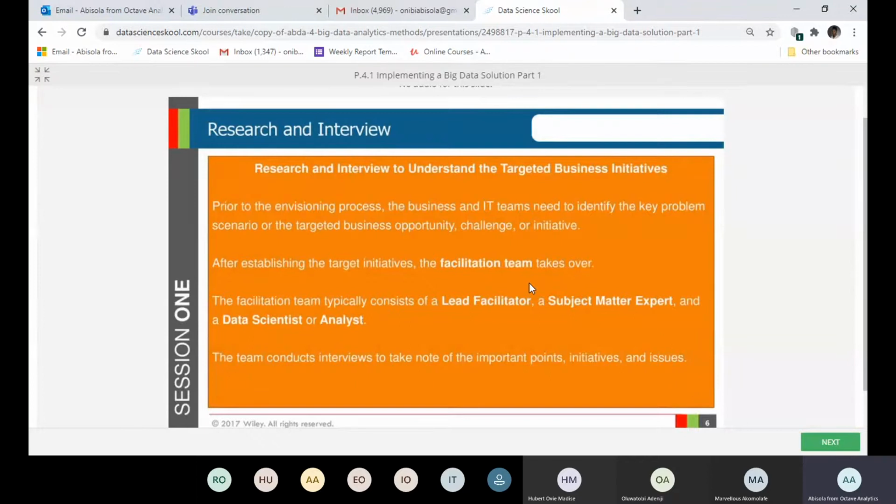And then we also have a data scientist or analyst. The data scientist or analyst is the one that will determine the appropriate data sources or the best analytical modeling techniques to be used for the particular exercise. So that's what the data scientist or analyst does. So what does the team do? They conduct interviews to take important points, initiatives, and issues.